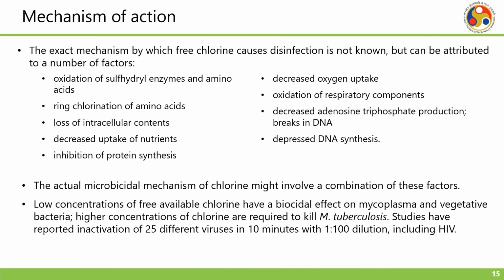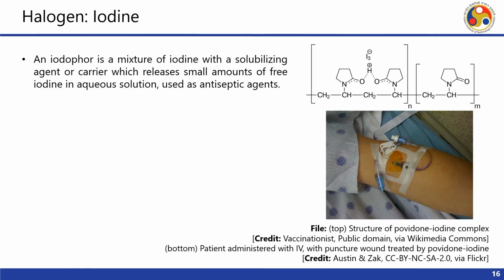Low concentrations of freely available chlorine have a biocidal effect on mycoplasma and vegetative bacteria. Higher concentrations of chlorine are required to kill M. tuberculosis, or Mycobacterium tuberculosis. Studies have reported inactivation of 25 different viruses in 10 minutes with a 1:100 dilution, including HIV.